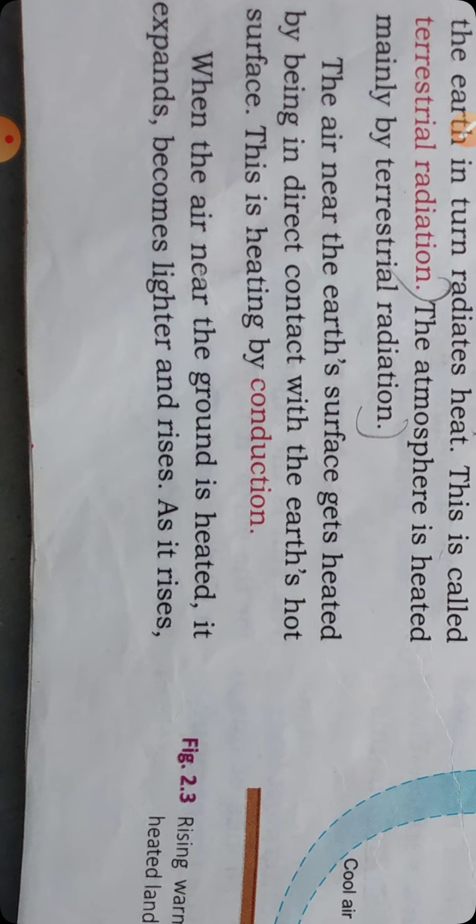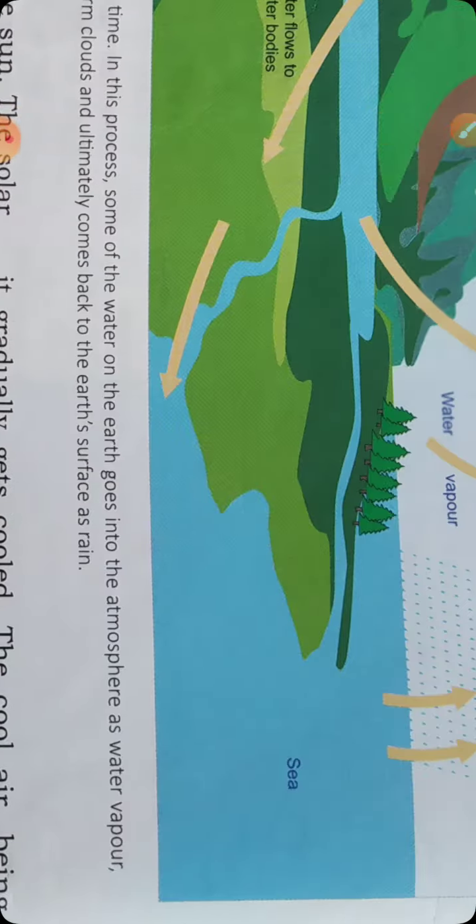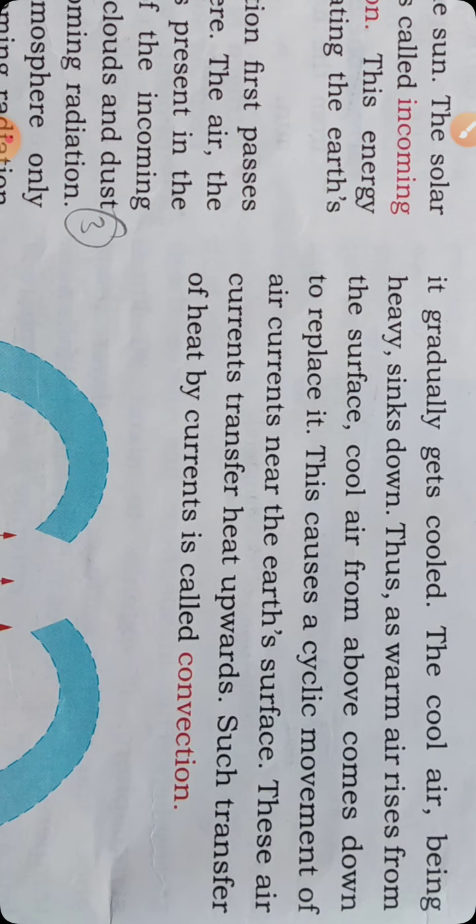When the air near the ground is heated, it expands and becomes lighter and rises. As it rises, it gradually gets cooled. The cool air, being heavy, sinks down. Thus, as warm air rises from the surface, cool air from above comes down to replace it. This causes a cyclonic movement of the air currents near the Earth's surface. These air currents transfer heat upwards. Such transfer of heat by currents is called convection.